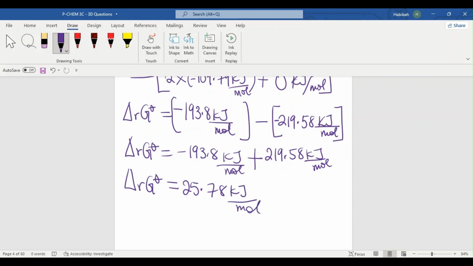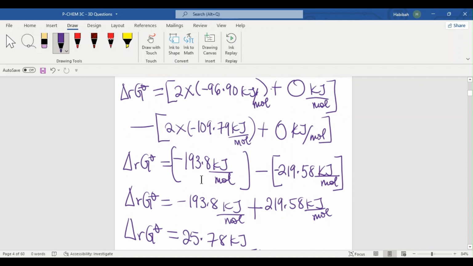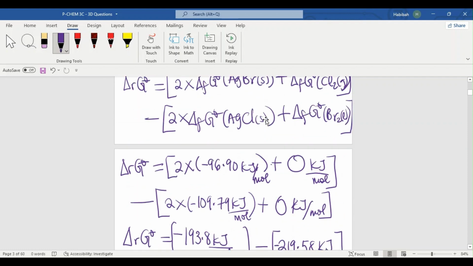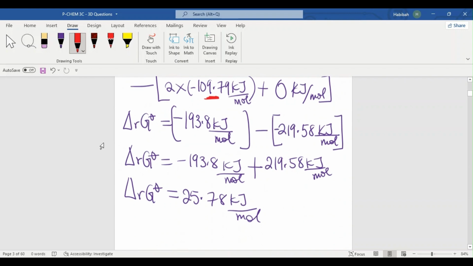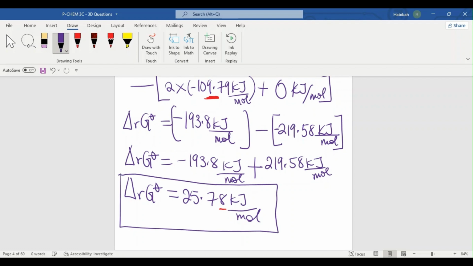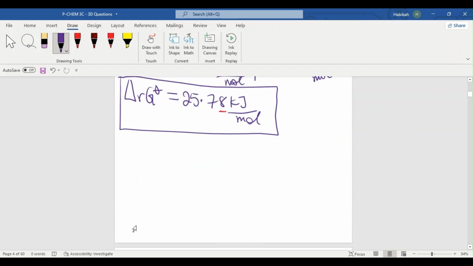Now, looking at our question, we're going to see the lowest number of decimal places based on the values that we were given at the beginning. So the formation for AgBr and the formation for AgCl, the lowest number of decimal places is 2 decimal places, and our answer is in 2 decimal places. So this makes this answer here our final answer. We don't have to manipulate anything. So yeah, that's basically how it's done.